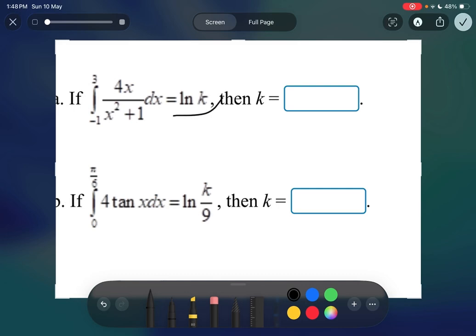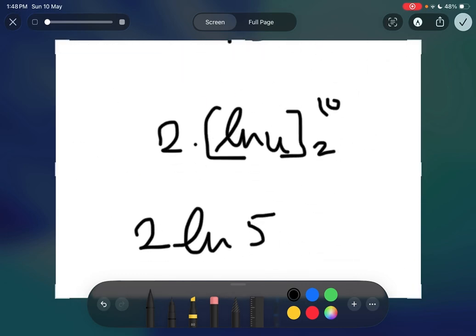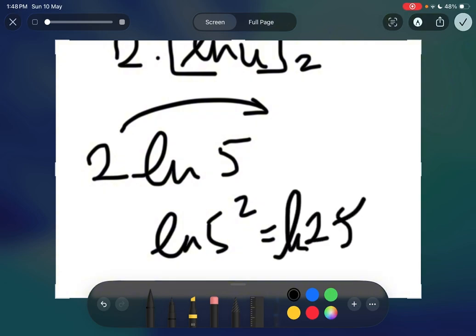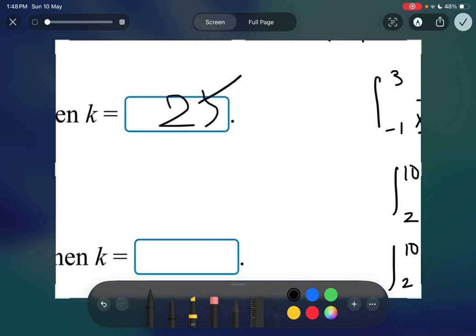Here they want ln of k in total, so you take this back as an exponent. It will be ln of 5 to the power of 2, which is equal to 25. Ln of 25, and that's your final answer. So k becomes 25.